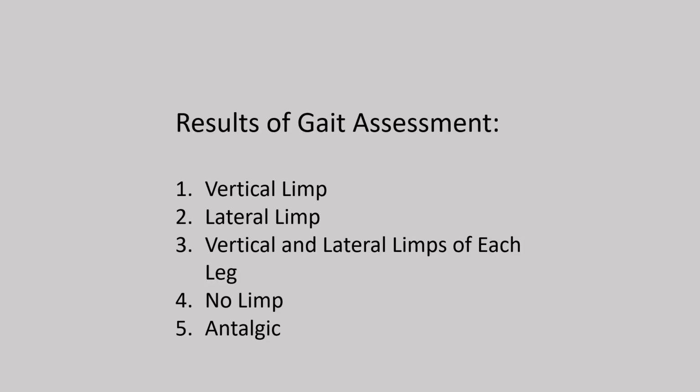There are 5 possible gaits that are significant for assessing leg length inequality. First, a vertical limp from a long leg. Second, a lateral limp from a short leg. Third, a vertical limp off of one leg and a lateral limp on the other, caused by a long and short leg respectively. Fourth, no limp, which can either be due to leg length equality or a perfect compensation. And an antalgic gait, which tells nothing about leg length discrepancy and screws up any observations you may make.